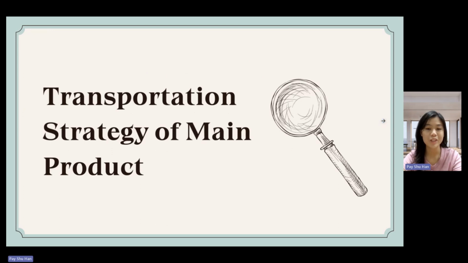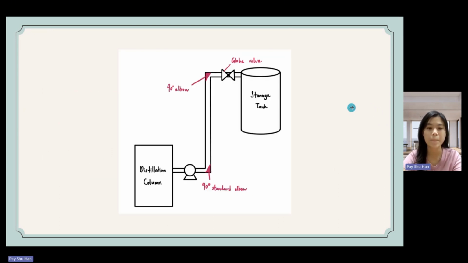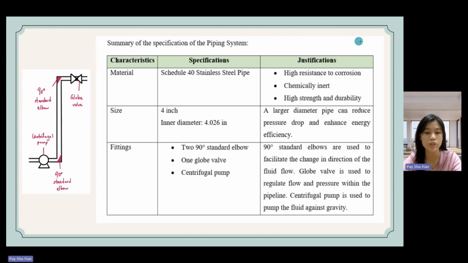So I'm going to explain the transportation strategy of isopropyl alcohol from the distillation column to the storage tank. From the sketch, we can observe that the storage tank is located at a higher elevation than the distillation column, connected by a 4-inch schedule 40 stainless steel pipe. We use stainless steel pipe as stainless steel is highly resistant to corrosion and oxidation, chemically inert, and also has high strength and durability. We chose a larger diameter pipe to reduce pressure drop and enhance energy efficiency. The pipe is also insulated to minimize heat loss or gain.